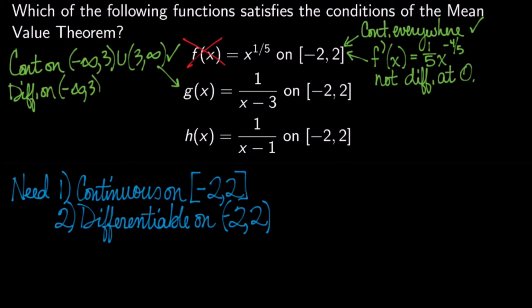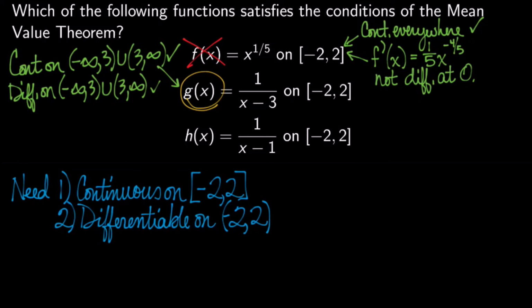Secondly, I've got to check its differentiability, but the thing about rational functions is that they're also differentiable everywhere that they're defined. That's amazing. So this guy is differentiable everywhere except 3. Again, I do not care about the 3 because it's not in the interval. So g of x is in the club. You can use the mean value theorem.